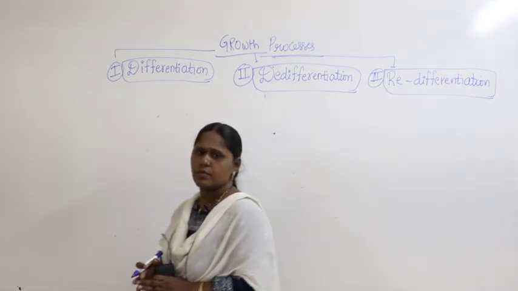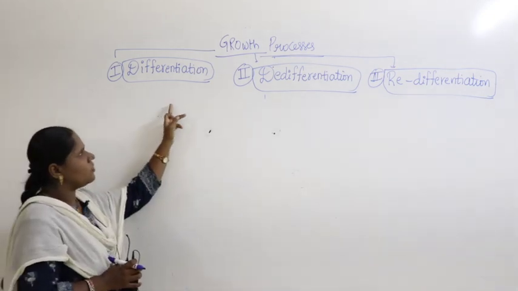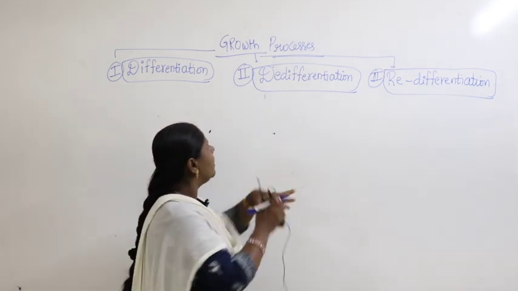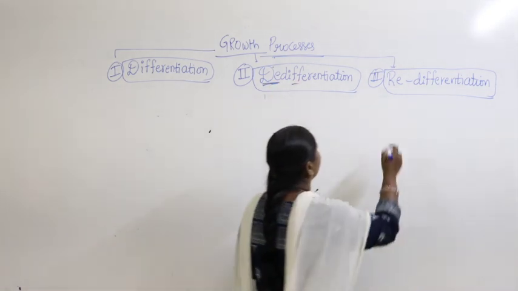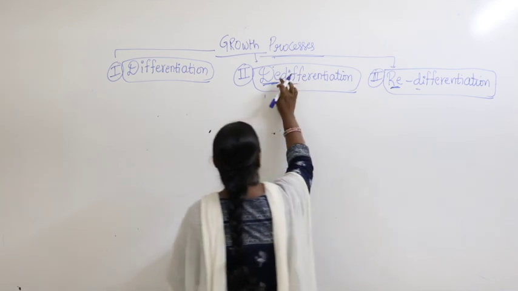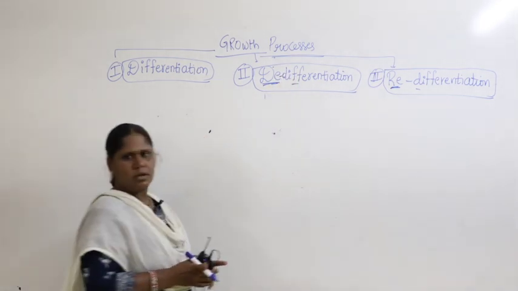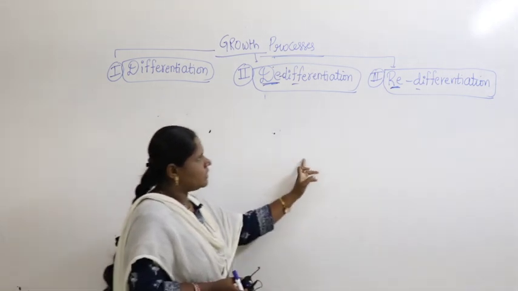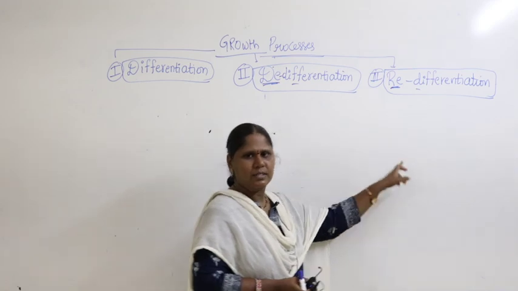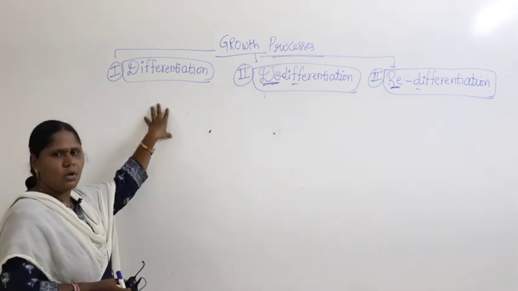What are the 3 processes we have? Differentiation, second one is de-differentiation, and third one is re-differentiation. So better you can take a hyphen here, right. Okay. So now let us study the 3 processes: differentiation, de-differentiation and re-differentiation. Now let us talk about differentiation.